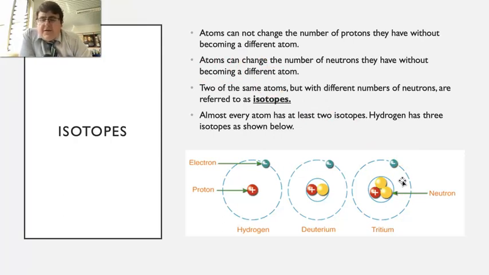Hydrogen, for example, has 3 isotopes. So you can see hydrogen with no neutrons, we're calling hydrogen. Hydrogen with 1 neutron, deuterium. And hydrogen with 2 neutrons, tritium. Okay, all of these are still hydrogen, because they've only got 1 proton, and the atomic number stays the same. But they have a differing number of neutrons, 0, 1, to 2. Still the same atomic number because they've got the same number of protons, but they have a different mass number.